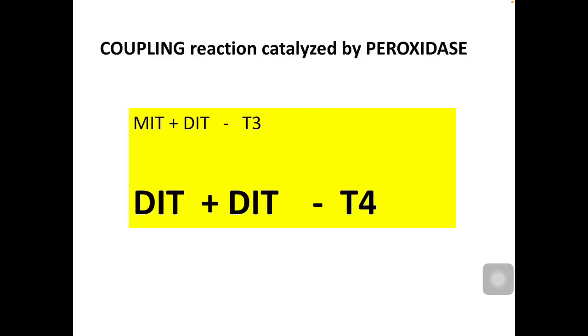Okay. So the coupling reaction is catalyzed by the peroxidase, and the simplified version I have shown here is that two molecules of DIT combine to form T4, while one molecule of DIT and another molecule of MIT combine to form T3. Now always remember, the T4 reaction is more as compared to the T3 reaction. So basically what we mean to say is that T4 is secreted in large quantities as compared to T3.